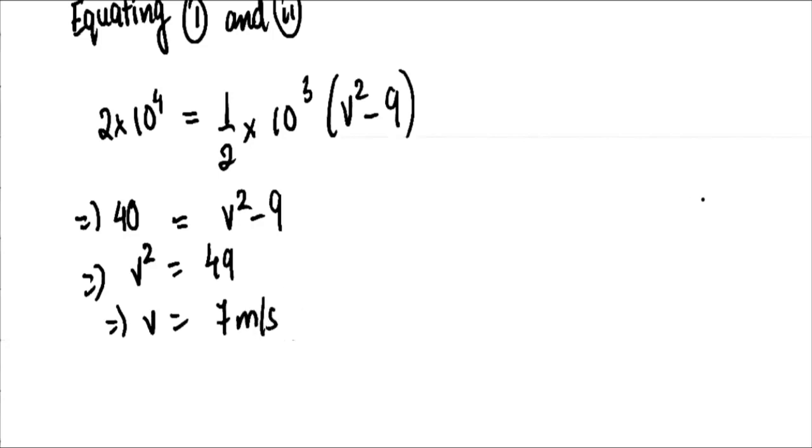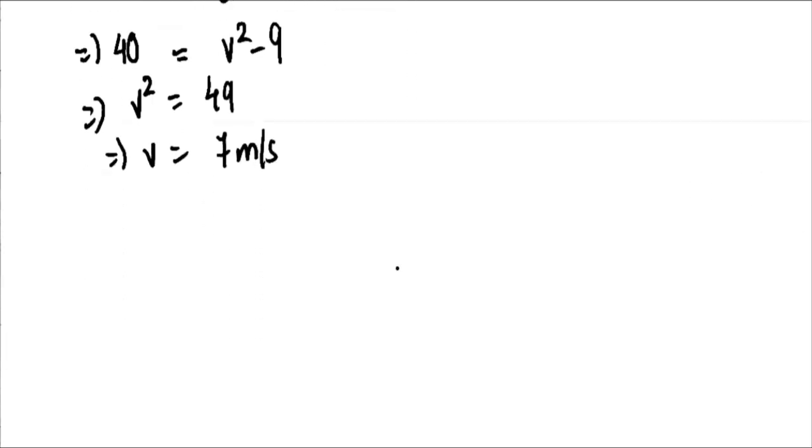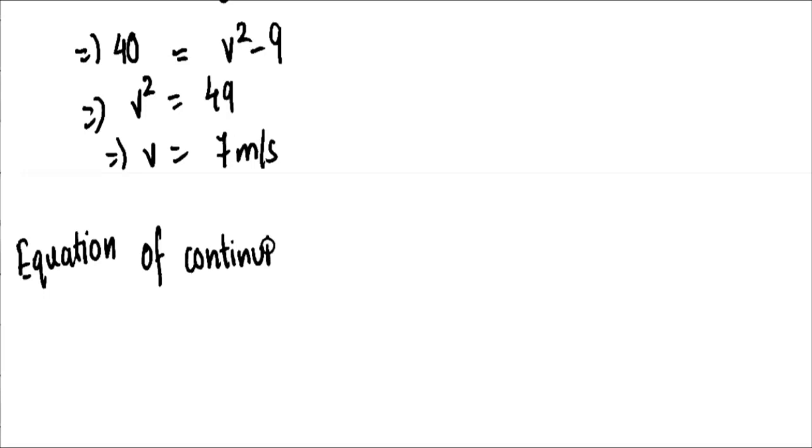Since we got v equal to 7 meter per second, now we're going to use one last equation, that is the equation of continuity. This is the equation that we are going to use. What is basically the equation of continuity?